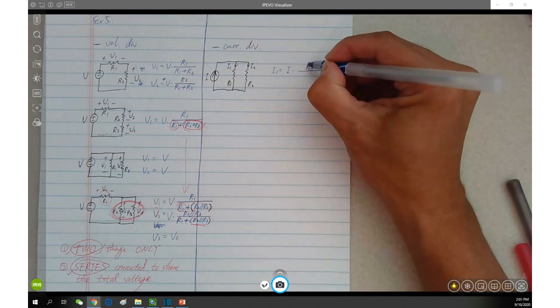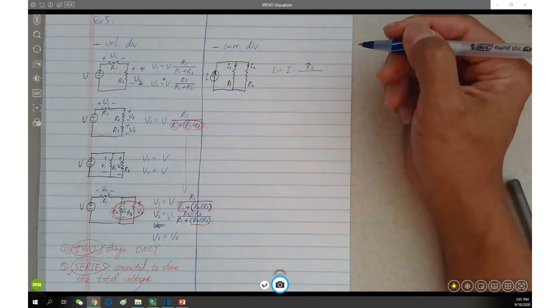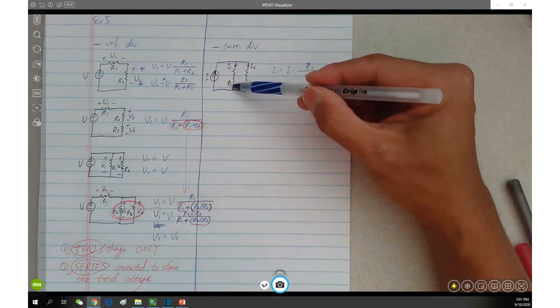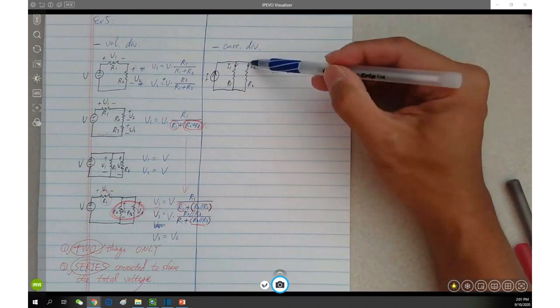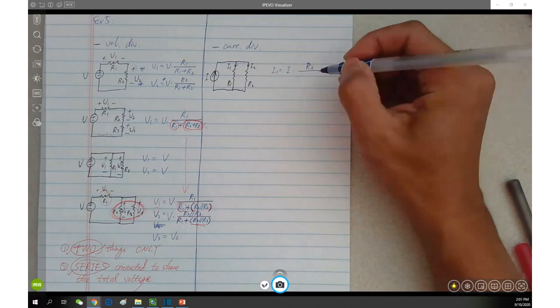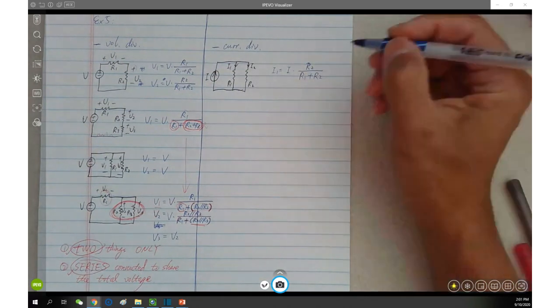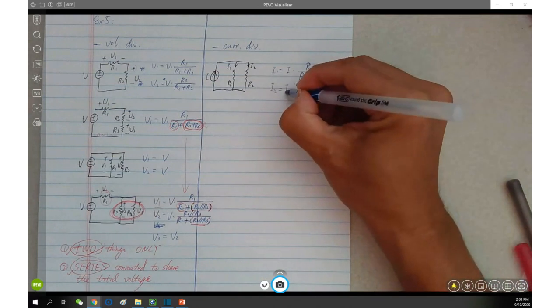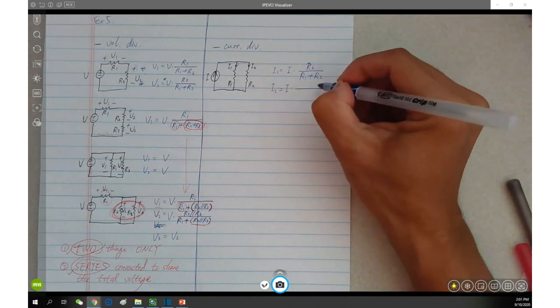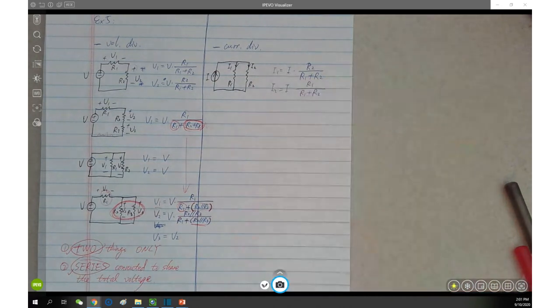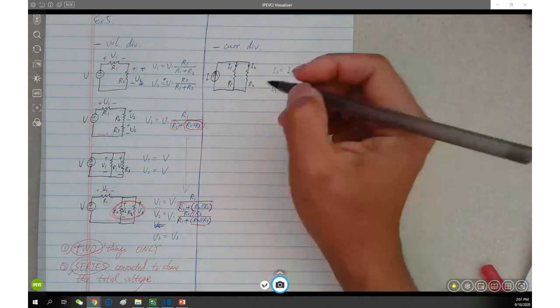Correct. You're looking for the branch current, which is I1. Your numerator must be the other branch resistance, which is R2, and the denominator is R1 plus R2. Similarly, I2 equals total I times R1 over R1 plus R2. The other branch, exactly. This is the basic one. Next.